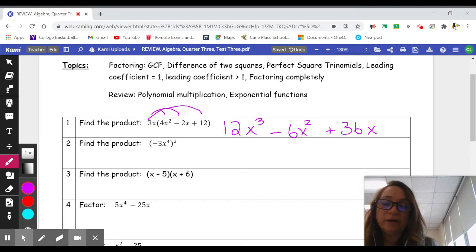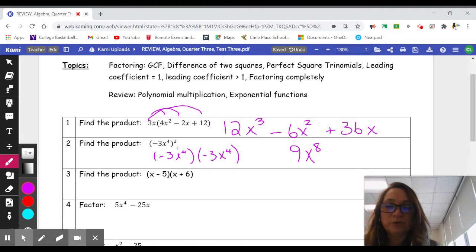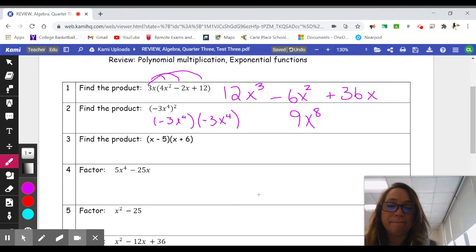All right, so squaring basically means to multiply the same thing by itself. So negative 3 times negative 3 is positive 9. X to the fourth times x to the fourth is x to the eighth. You could also do power to a power. 4 times 2 is 8.